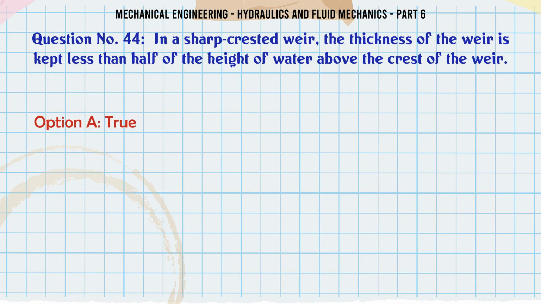In a sharp-crested weir, the thickness of the weir is kept less than half of the height of water above the crest of the weir. A true, B false. The correct answer is true.